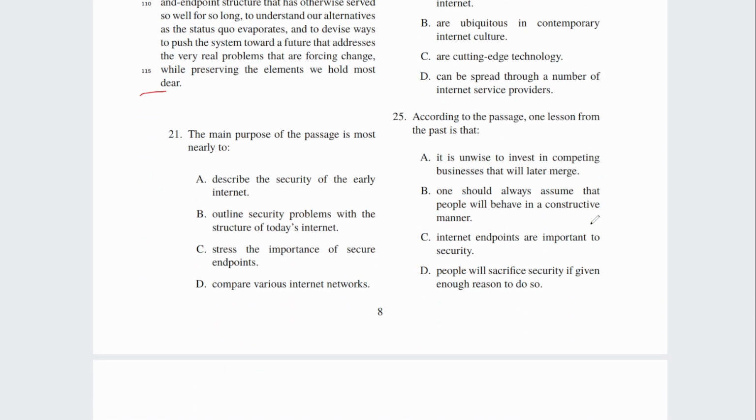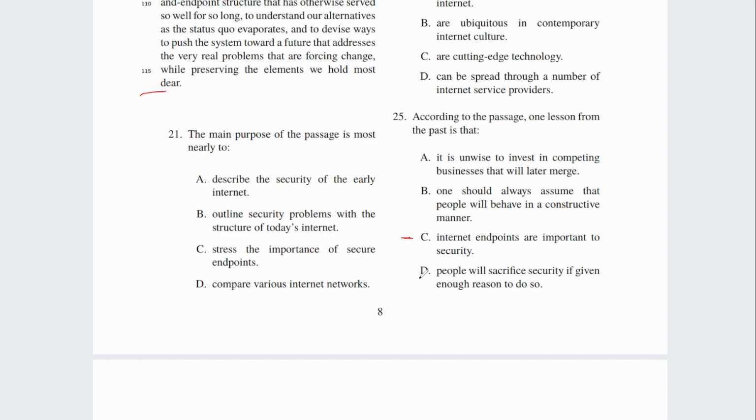So moving on to the next detailed question. According to the passage, one lesson from the past is that A, it's unwise to invest in competing businesses that will later merge. B, one should always assume that people will behave in a constructive manner. C, internet endpoints are important to security. Or D, people will sacrifice security if given enough reason to do so. My immediate impression is C.